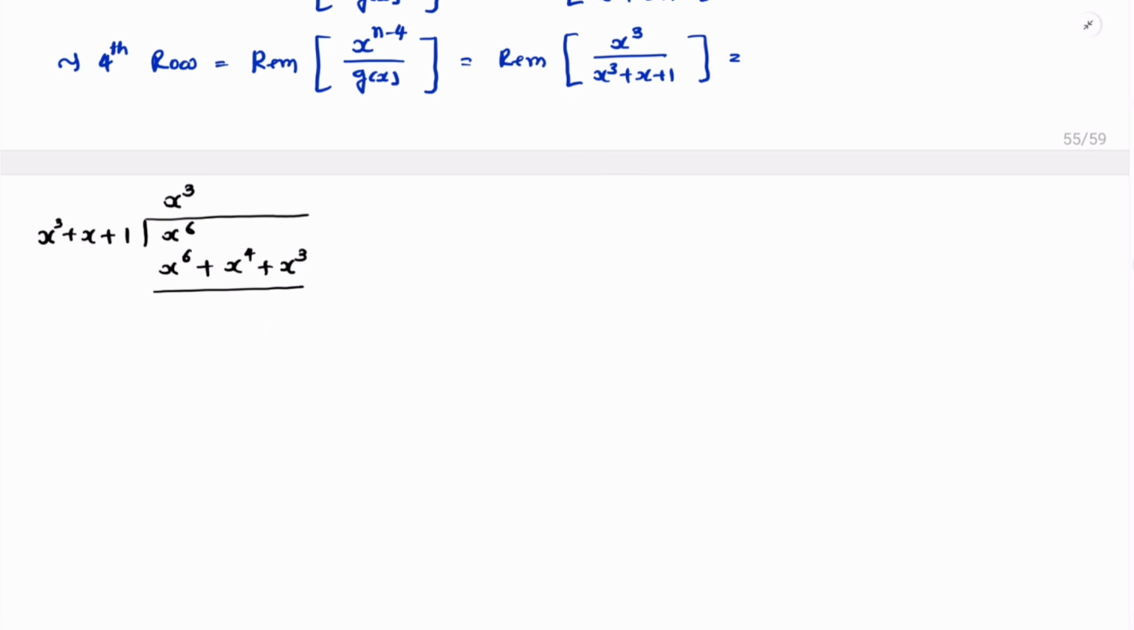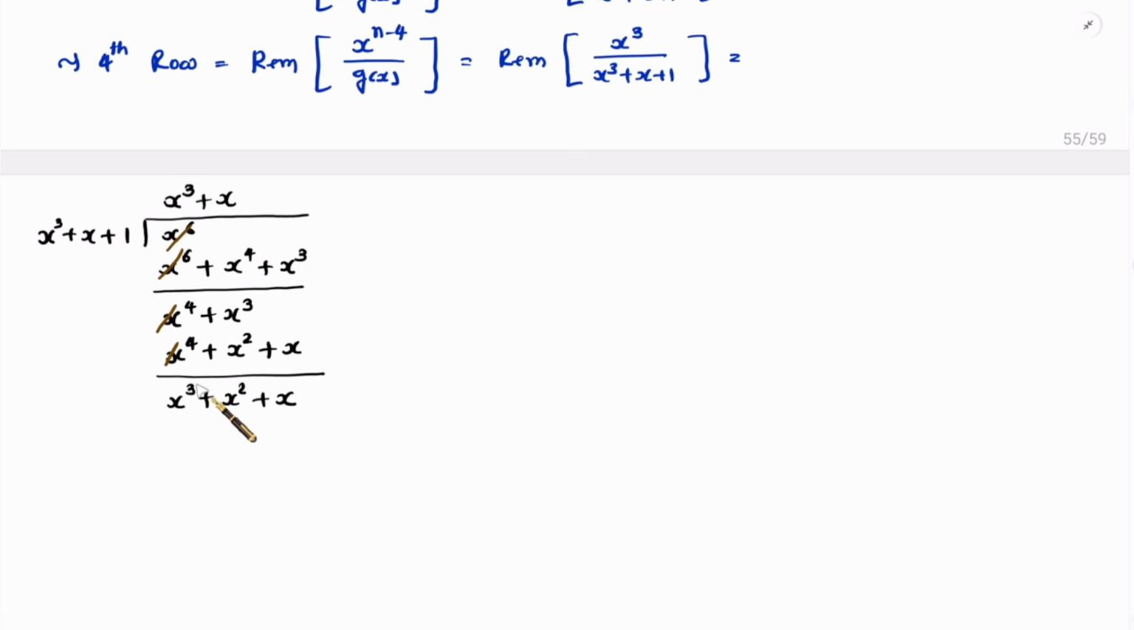In modulo 2, similar terms get cancelled. So this x to the power 6 and this x to the power 6 get cancelled. We'll have x to the power 4 plus x to the power 3. Here the highest power is x to the power 4, so we need to multiply by x. We'll have x to the power 4 plus x square plus x. Now again, this x to the power 4 and this x to the power 4 get cancelled, and here we will have x cube plus x square plus x.